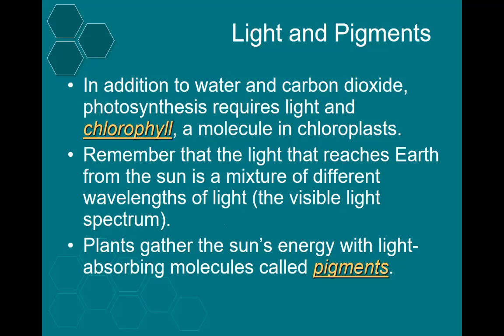Now, remember that the light that reaches the Earth from the sun is what we call white light. And it's a mixture of all the different wavelengths of light. Okay. Typically, we think about the rainbow, right? Roy G. Biv: red, orange, yellow, green, blue, indigo, violet. Plants then gather the sun's energy with these light absorbing molecules called pigments. And it's a little different than what we typically probably taught you when we were in middle school.